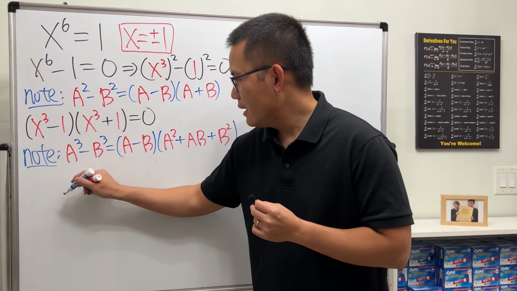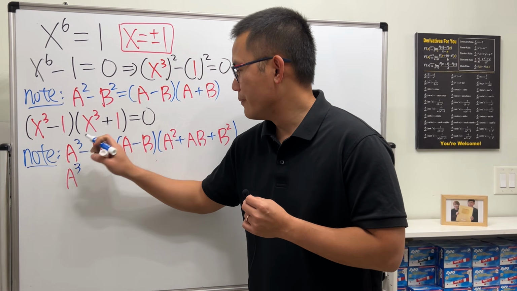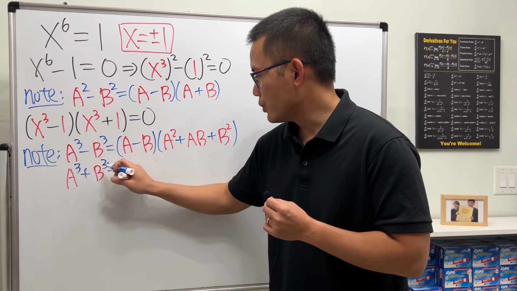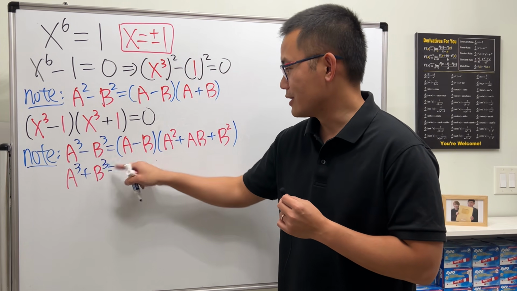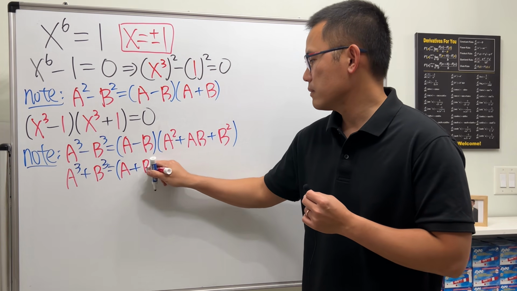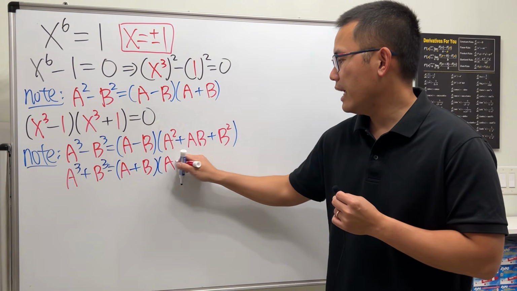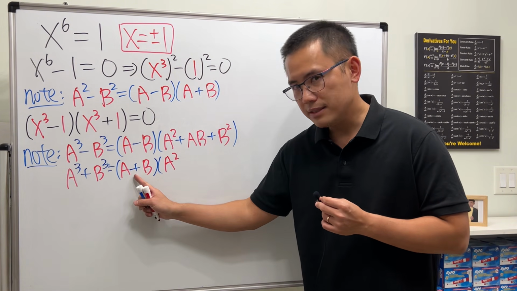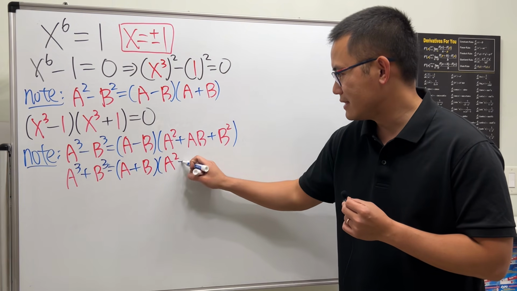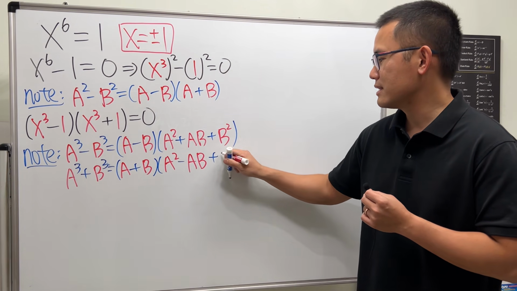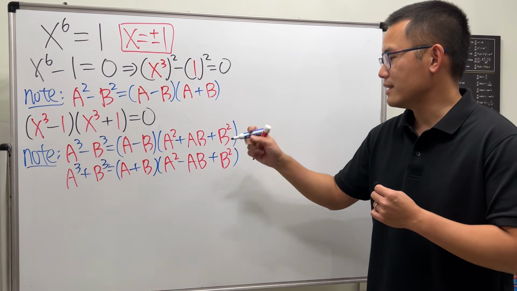For the sum, this is very similar. A cube plus b cube is equal to, no, that's a 3. This is equal to a plus b times a squared. If you have a plus here, this will be a minus, right? And then ab. And lastly, you still have a plus, b squared, like this.